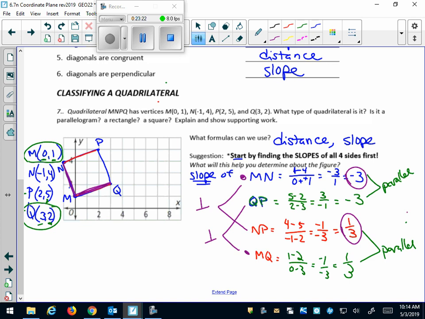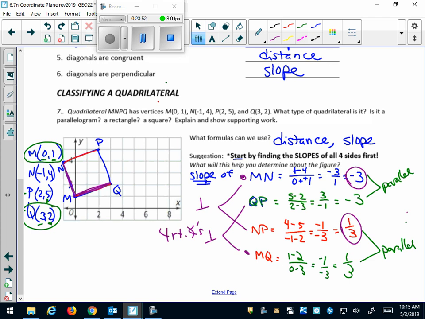So how many right angles do we have? So there's 4 right angles. So far, we know that we have a parallelogram with 4 right angles, which means this could be either what or what? Rectangle or square. What's the difference between a rectangle and a square? Yes, good. A square has all the sides congruent.